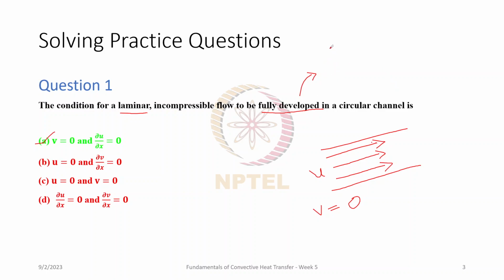So as a result, ∂u/∂x, sorry, ∂u/∂x has to be equal to 0, so that there is no development in the x direction. While it develops, it's still a developing flow, as we know in the entrance region of a pipe. But after that entrance length, when the flow becomes fully developed, there are no gradients in the x direction. As a result, ∂u/∂x has to be 0. So that's why option A is the correct answer.